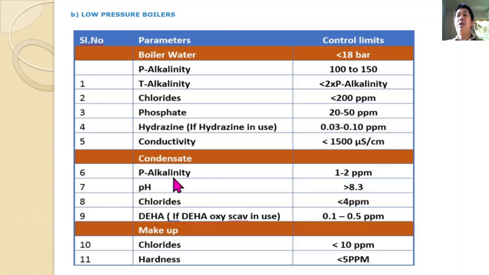Condensate, P alkalinity, we have 1 to 2 ppm. pH, we have greater than 8.3. Chlorides, we have less than 4 parts per million. DHA, if DHA oxygen scavenger is in use, we have 0.1 to 0.5 parts per million. So for our makeup water, which you have to add to your cascade tank, chlorides we have less than 10 parts per million and hardness is less than 5 parts per million.